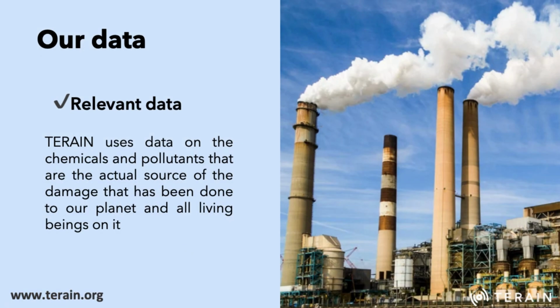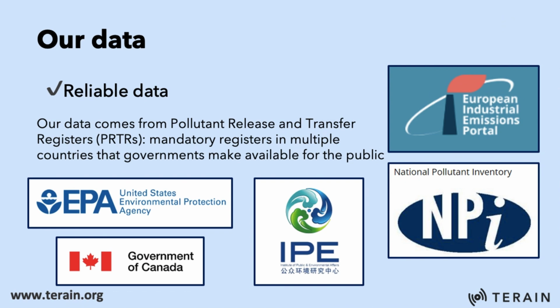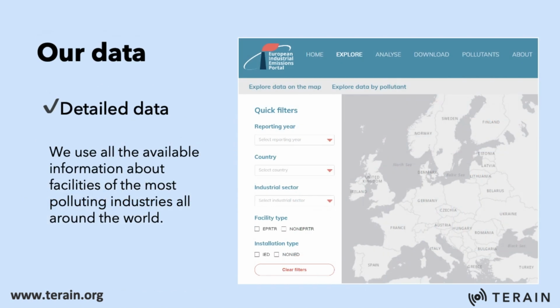Our data is relevant because TERAIN uses data on the chemicals and pollutants that are the actual source of the damage that has been done to our planet and all living beings on it. It is reliable because it comes from pollutant release and transfer registers. These are mandatory registers in multiple countries that governments make available for the public. And our data is detailed because we use all the available information about facilities of the most polluting industries all around the world.